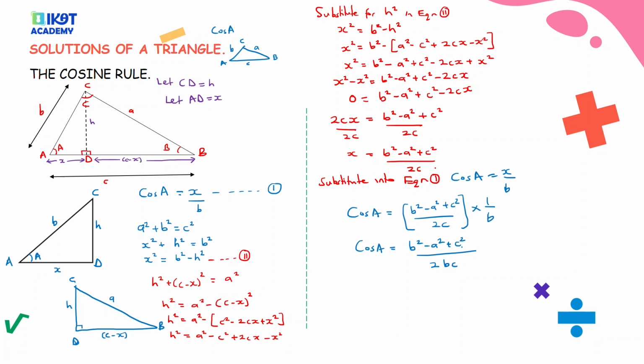2bc. So we can cross multiply, so this becomes 2bc cos A is equals to b squared minus a squared plus c squared. So we can take the a this side and take this the other side, so this was going to be a squared is equals to b squared plus c squared minus 2bc cos A. So here we've literally proved the cosine rule.